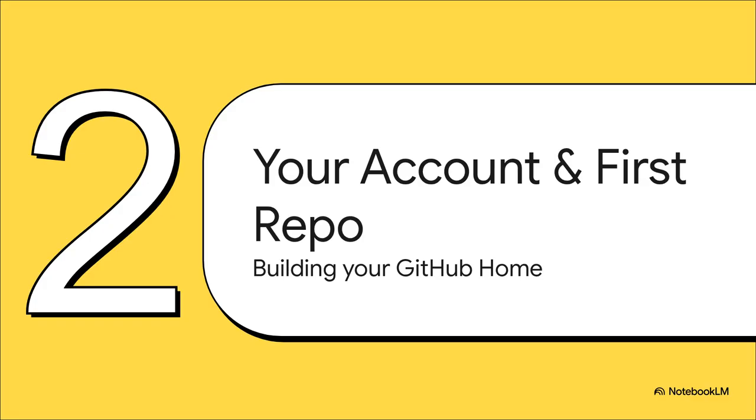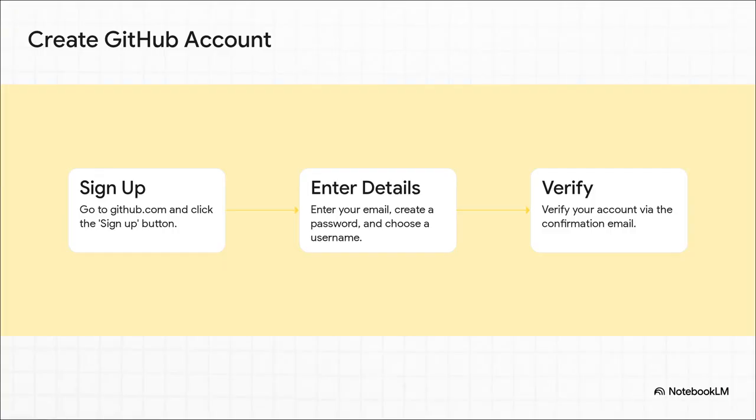All right, enough talk. Theory time is over. Let's get our hands dirty and actually build your new home on GitHub. Okay, this first part is super easy, I promise. Just open up your browser, head over to github.com, and look for that big sign up button. You know the drill. Enter your email, think up a good password, and pick a username. After that, just pop over to your email and click the verification link they sent you.